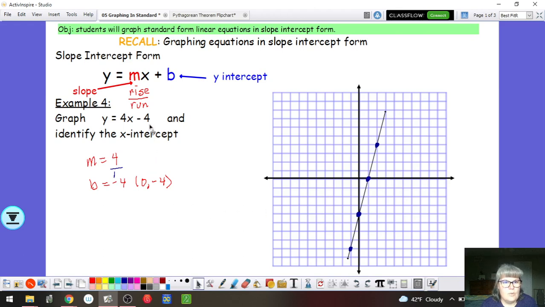We're also being asked to identify the x-intercept. So the x-intercept, if you remember from our previous lesson, is where the graph crosses the x-axis. So the x-intercept is crossing at the point 1, 0. Now let's take a look at our next problem.